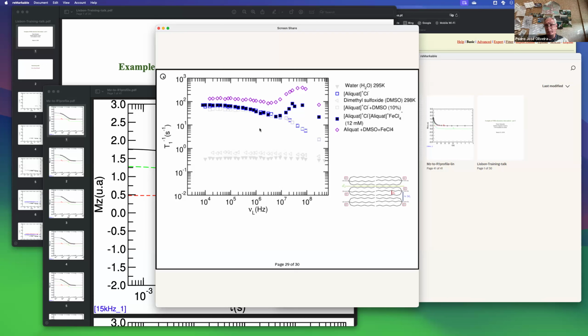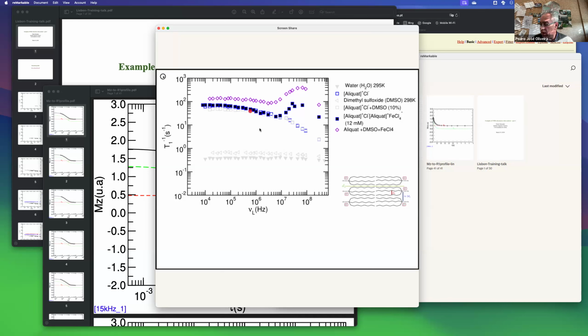But now I put a little bit of iron chloride in this system. So I put some paramagnetic ion in this system. So the iron here plays the same role as the manganese in the previous example. And remember, I removed the curves here. No, they are still here. So this is water, and here behind is the water with manganese chloride, okay?